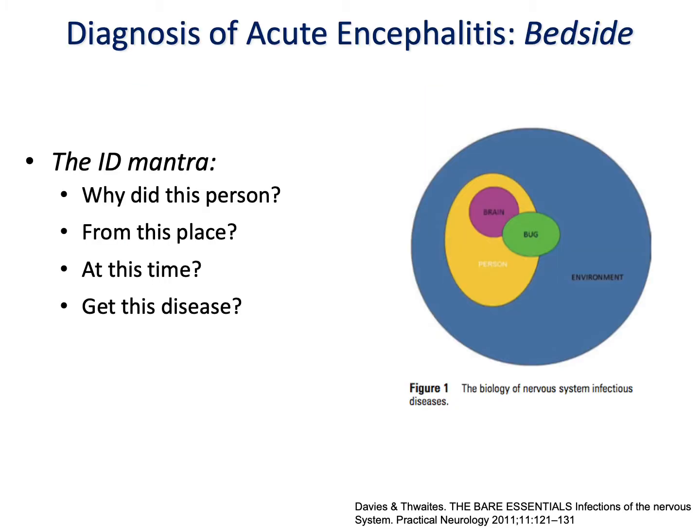So when we have such a common presentation, but such a broad range of pathogens, the way we try and boil it down is to take the infectious diseases mantra, which is to ask ourselves, why did this person from this place at this time get this disease? So why this person? Are they particularly young or particularly old? Are they immunosuppressed? Have they had other strange infectious diseases? From this place, what does it tell us about the geography and pathogens circulating in that area? At this time, is there something about seasonality which helps point us towards a pathogen? And why this disease? Why specifically encephalitis?